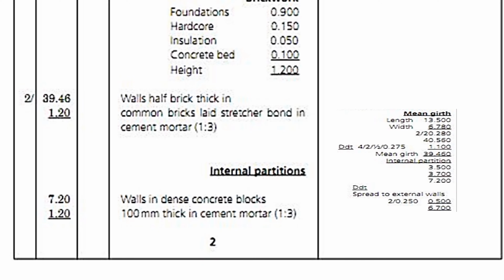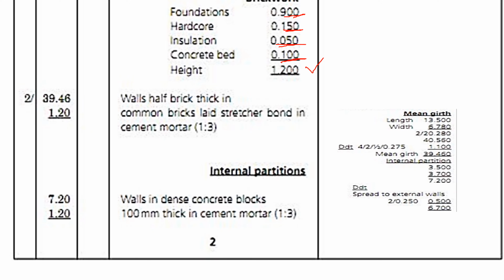Brickwork in the foundation, in the trenches. The brickwork, we are told that the foundation is 900 millimeters. The hard core is 150. The insulation is 0.50. The concrete bed is 100. And all these, the height of the brickwork is taking all these height from the concrete bed to the foundation strip, because it's just coming over the foundation strip. So what is the total height? It's 1.2. The walls, we measure the brickwork in terms of area.